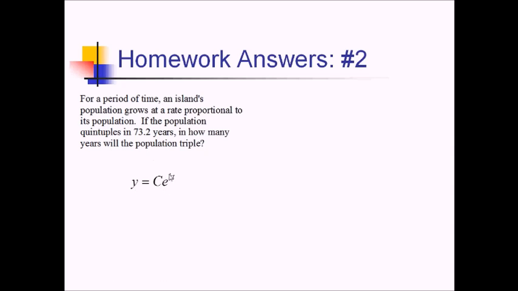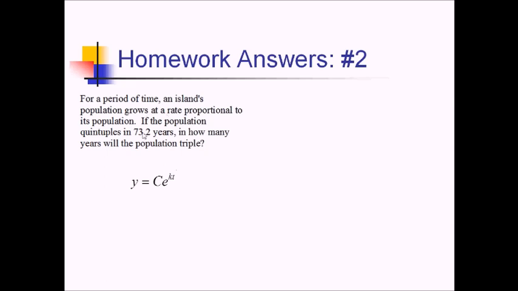But we don't know what the k value is. This is really what's holding us up on this problem. They didn't tell us anything about the growth rate, other than it's proportional to the population. So we're going to use this part about the population quintupling in 73.2 years to find the k value.